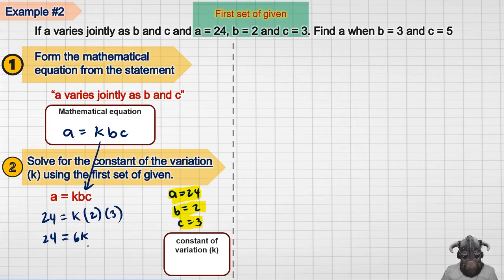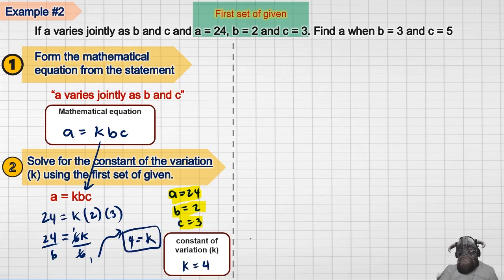But nagkataon lang yan, nakaparehas ng example number 1. Pero depende siya sa given natin. So in this case, we can just divide both sides by 6. And so let's just write our answer here. 6 divided by 6 will just be 1. Then 24 divided by 6 is 4. So our K is equal to 4. Yan. Symmetric property, we can have K is equal to 4 as our constant of variation.